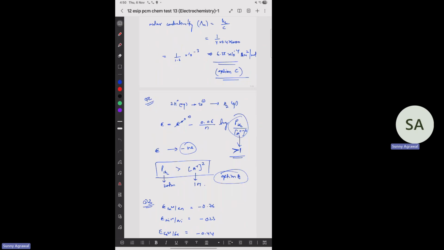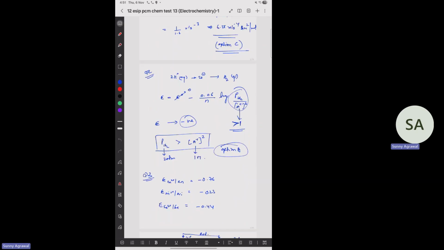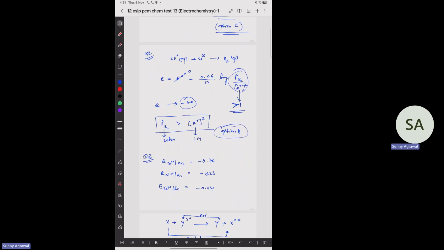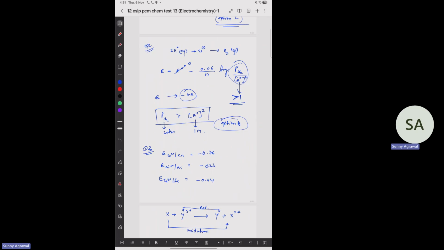reduction potential. Now E cell, we know E cell is what? E naught minus that equation for this half cell. This is RT upon nF, ln K. For this reaction, we can easily see K value will be what? Pressure of H2 upon concentration of H plus square. And n factor here is 2 for this particular reaction where 2 electrons are transferred.